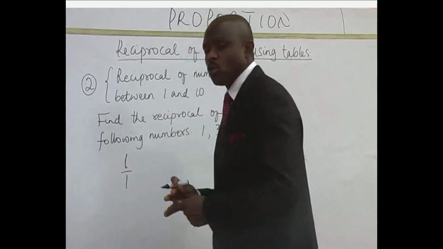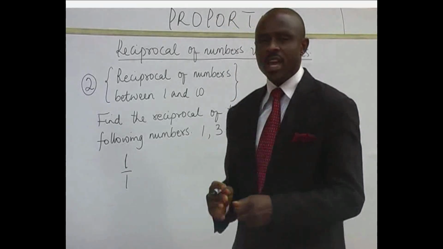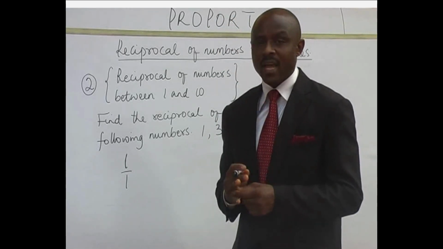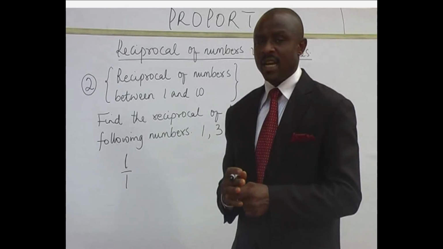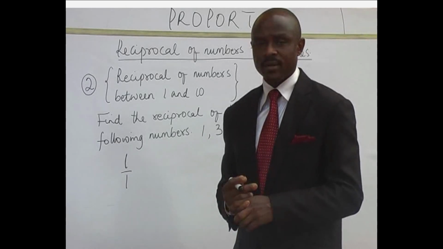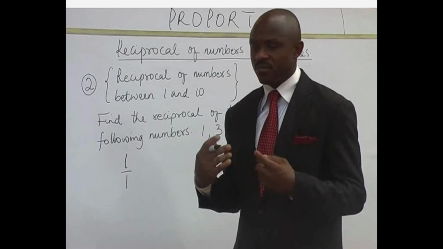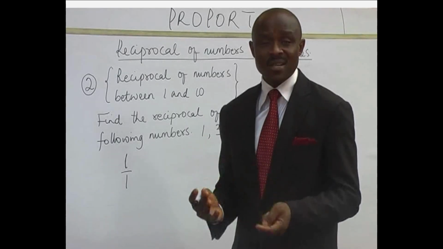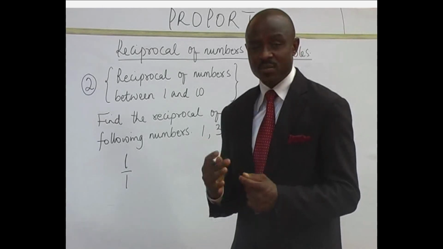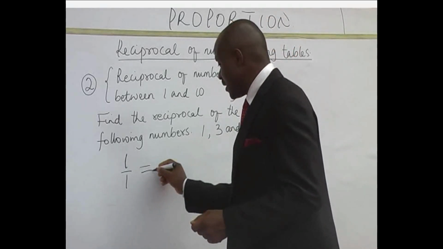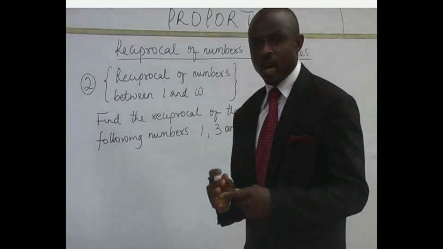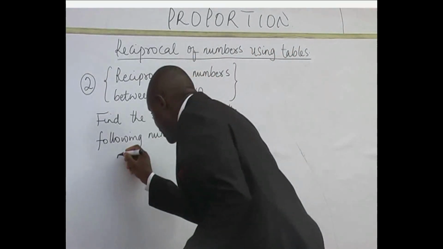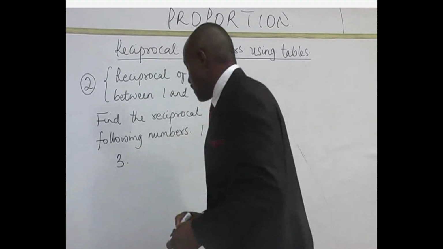Now, first of all, the reciprocal of 1. I want to tell you that 1 is a universally respected figure. You don't treat 1 like other numbers. The reciprocal of 1 is 1. No need of going to consult your 4-figure tables or even your calculators. The reciprocal of 1 is 1. The next number we take now is 3. Let's find the reciprocal of 3.